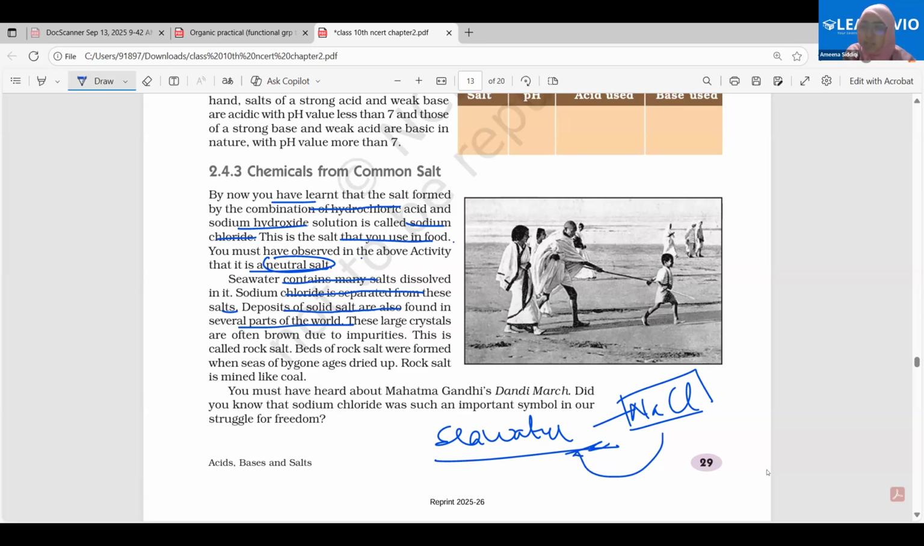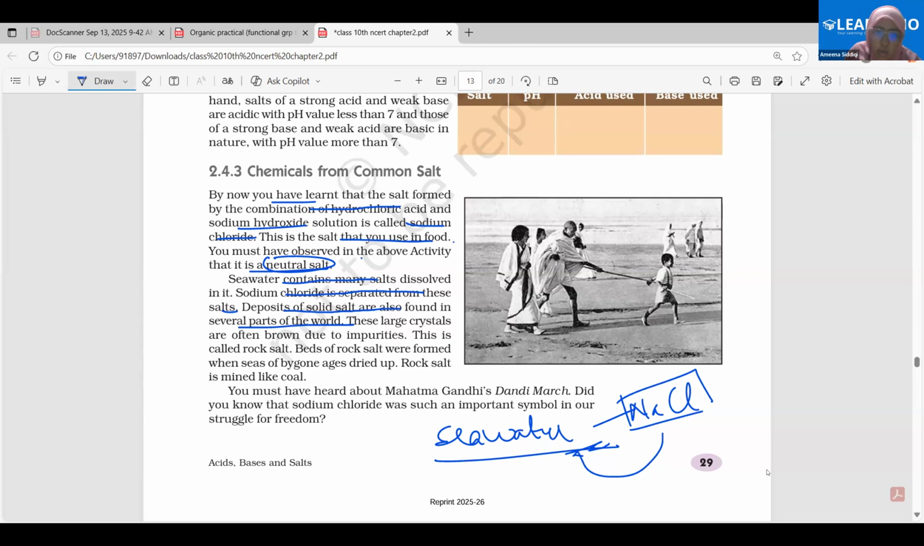Now, there are some minerals. I hope you all are aware of the term minerals. There are some minerals in which we get these salts. Rock salt is nothing but a mineral, and we get that salt from that mineral. Rock salt is an example of a mineral. Clear? Fine. Moving on to the next part.